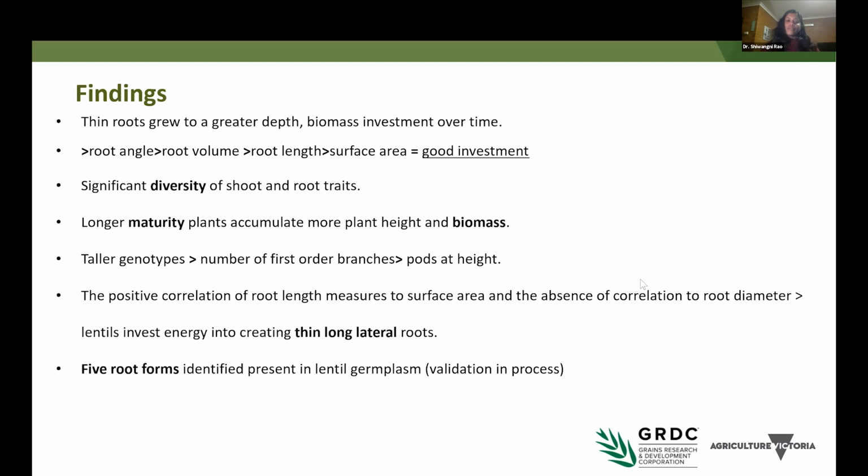In addition, we also found that genotypes, which were generally taller, put on a lot more branches, and they had pods at a higher height. This pod height was advantageous because if you don't have pods at height, then you lose a lot of pods when you are harvesting, as the harvester cannot go so close to the ground. So it was a good trait to see in relation to roots as well. And finding of the 5 root forms in general, along with the finding of lentils having thin, long lateral roots in general across the board.